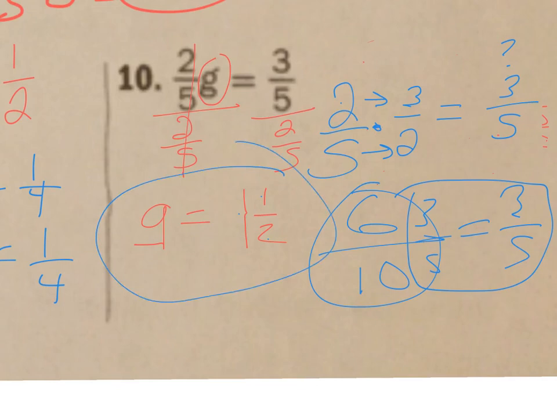Okay? So, there's a few things that we've talked about. One is how we get G, how we get the variable. When it's multiplying, you have to divide each side by that number. Then the other thing is just remembering how to multiply and divide fractions.